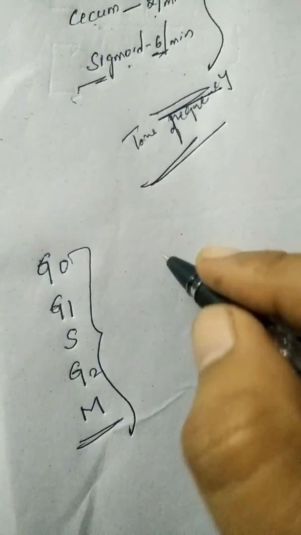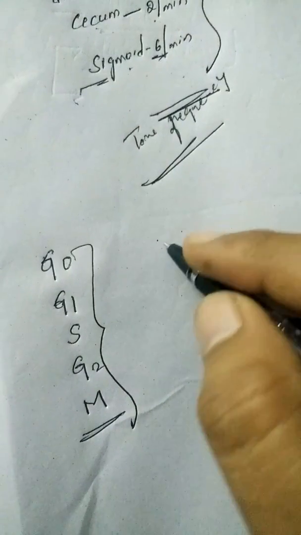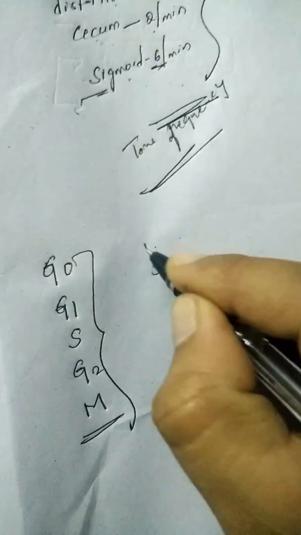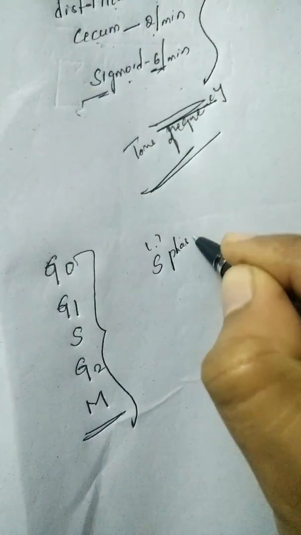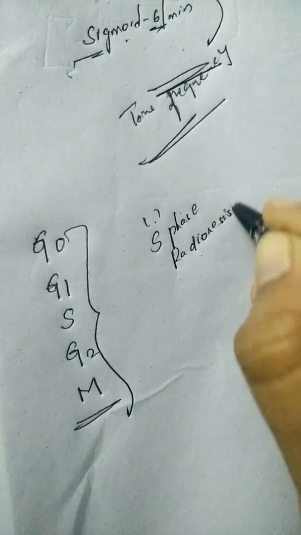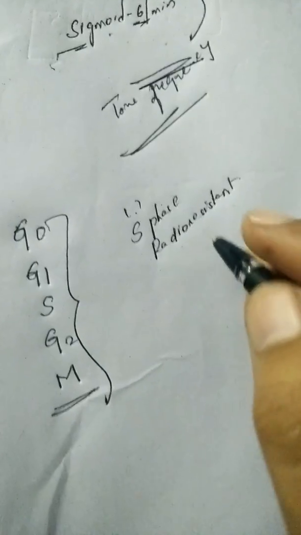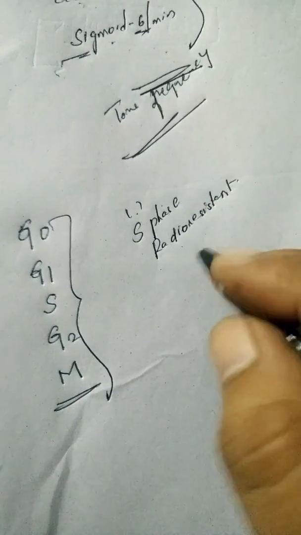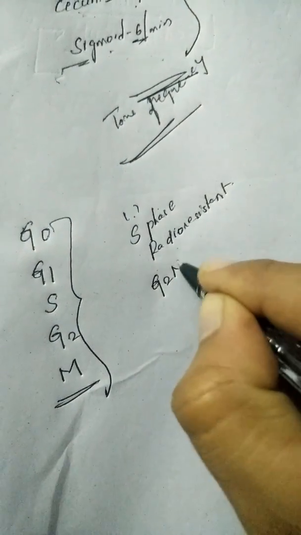Now we have to remember a few important points. Which is the most radio resistant phase of the cell cycle? It is S phase. The radio resistant phase of the cell cycle is S phase. The most radio sensitive phase of the cell cycle is G2M phase.